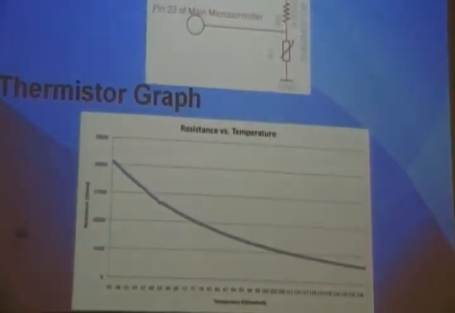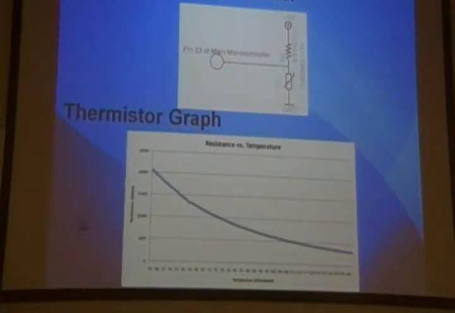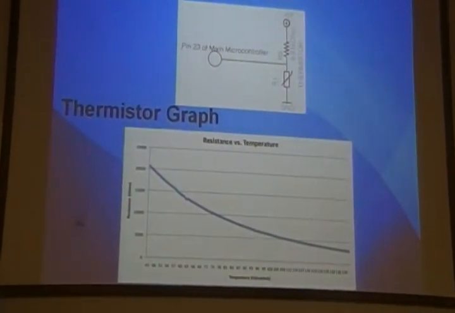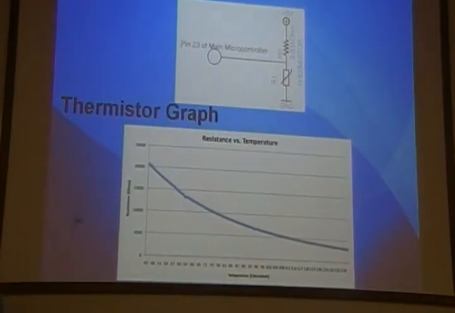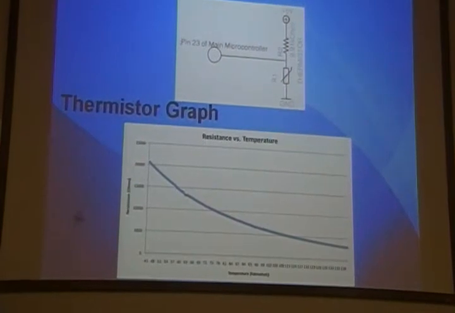So, a little bit about a thermistor. A thermistor is a device very similar to a resistor, except the resistance of it changes drastically with the temperature surrounding it. So what we did is we put the thermistor in a basic voltage divider and hooked it up to the main microcontroller.